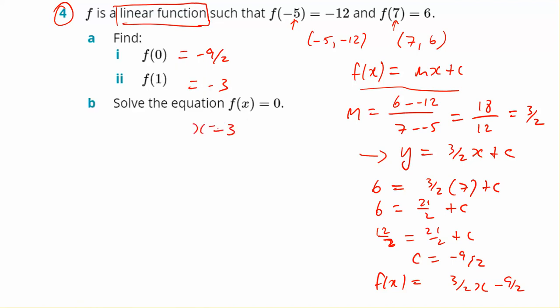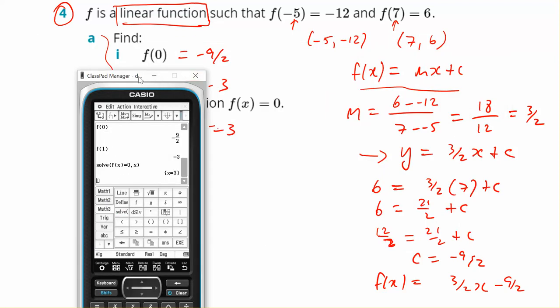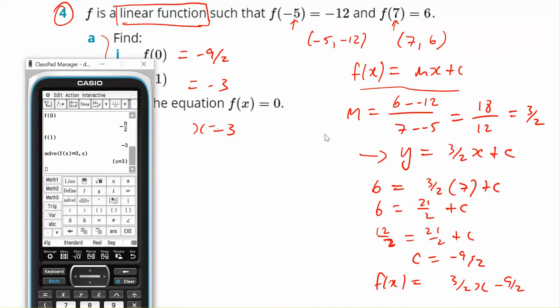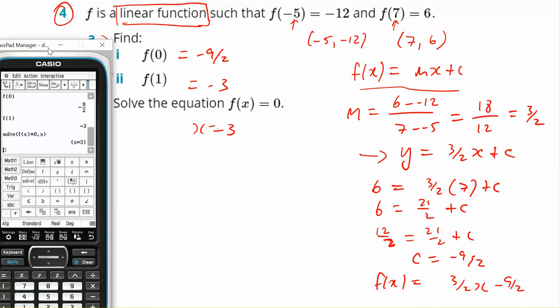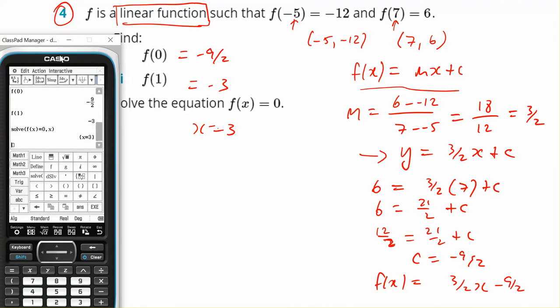So on the test or on the SAC, these will be worth 1 mark each. You don't necessarily need to show working. You need to show roughly what you did on your calculator, just so I can follow what you've done. But that's basically how you use functions on the calculator to answer questions.